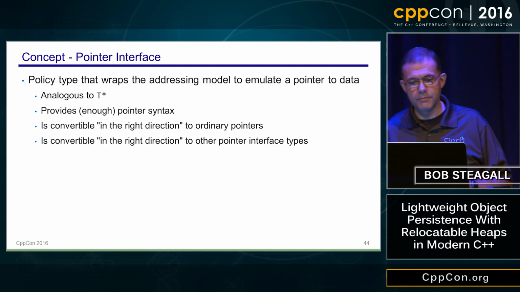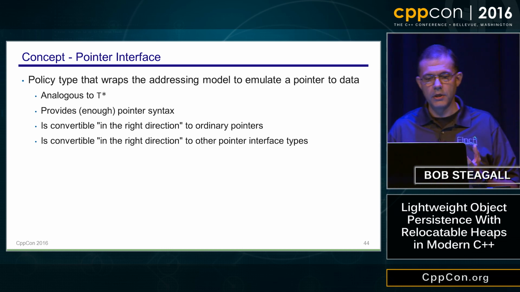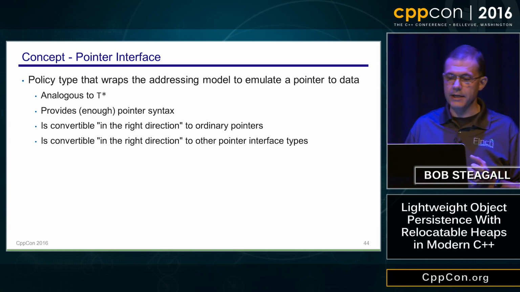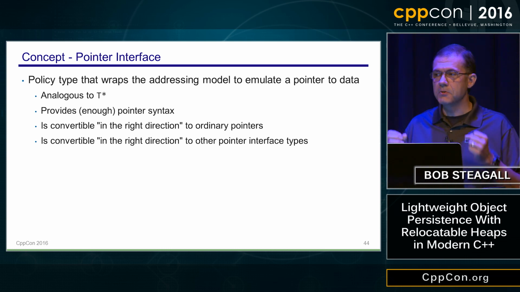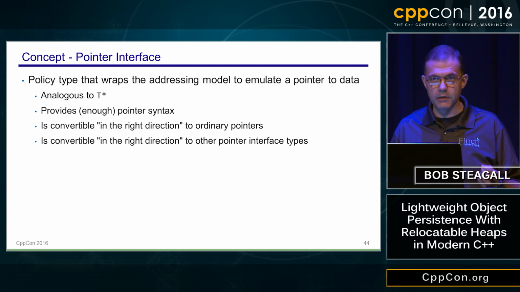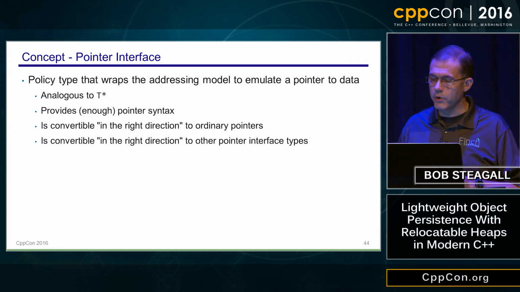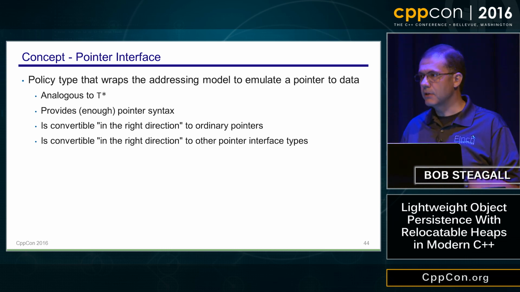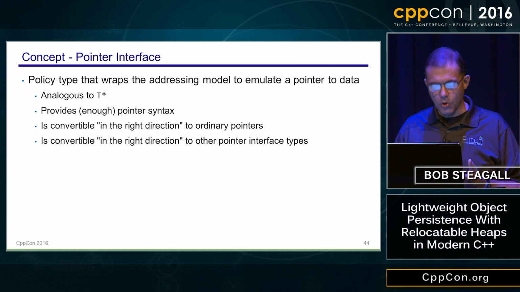The next structural concept is the pointer interface. And this is a policy type that wraps the addressing model so that it can emulate a pointer to data. It's analogous to a T-star, for example. It provides enough pointer syntax to get the job done, whatever the job may be. It's convertible in the right direction to ordinary pointers, and it's convertible in the right direction to other pointer interface types. By in the right direction, I mean things like adding CV qualifiers, casting from derived to base, or casting from T-star to void star.